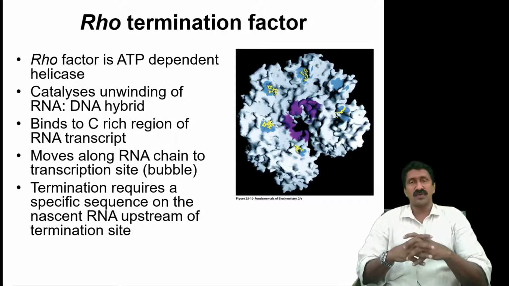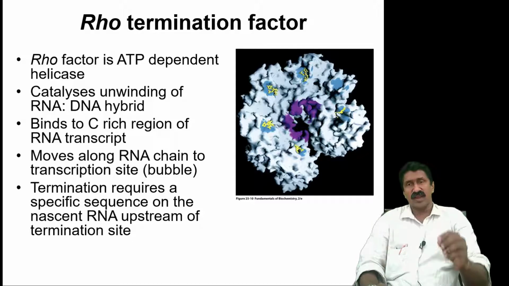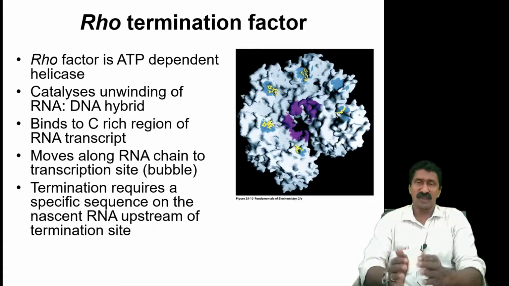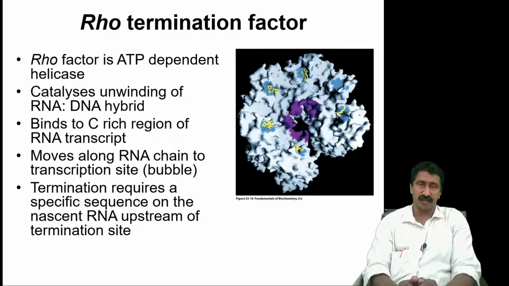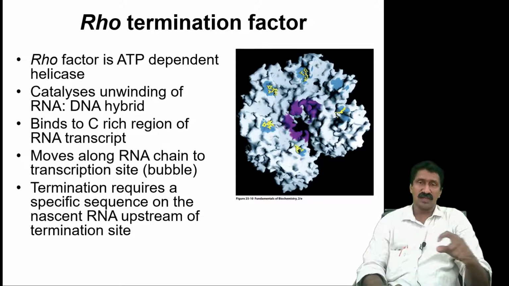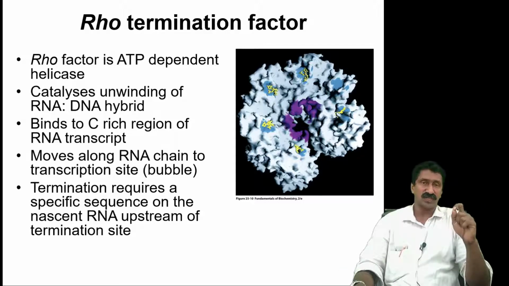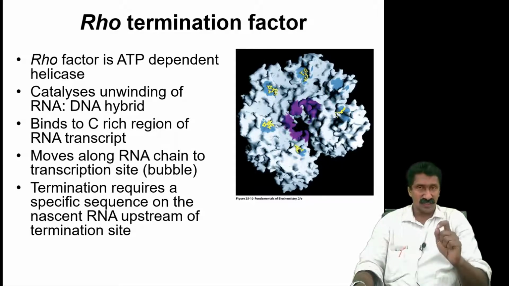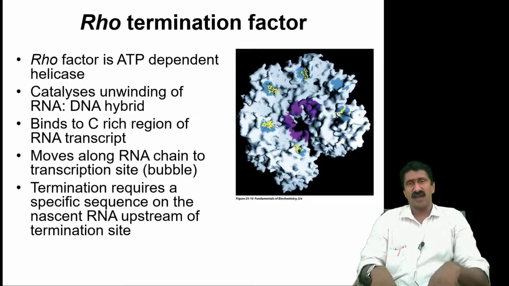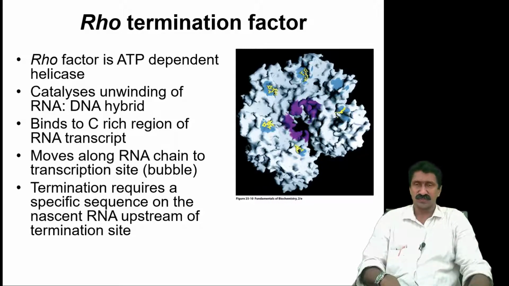Rho dependent termination involves a Rho factor, which is an ATP dependent helicase. It catalyzes the unwinding of the RNA-DNA hybrid. The role of this helicase is unwinding of the RNA-DNA hybrid. It binds to C-rich regions of the RNA transcript, and it moves along the RNA chain to the transcription site or the bubble. So the termination requires a specific sequence on the nascent RNA upstream of the termination site, and we will come to that one. So anyway, this Rho factor is an ATP dependent helicase that has the ability to unwind the RNA-DNA hybrid that is formed during the transcription process.